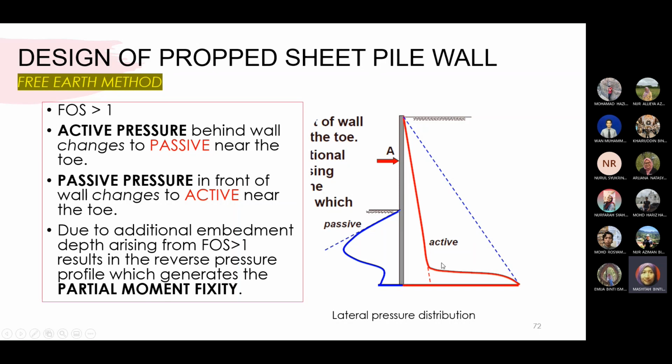This is different in some cases that involve moment. So the passive pressure in front of the wall changes to active near the toe. This is to explain to you the changes from the active to the passive, and from the passive to the active. Due to additional embedment depth arising from factor of safety more than 1, it results in the reverse pressure profile which generates the partial moment. It has reached the moment stage.